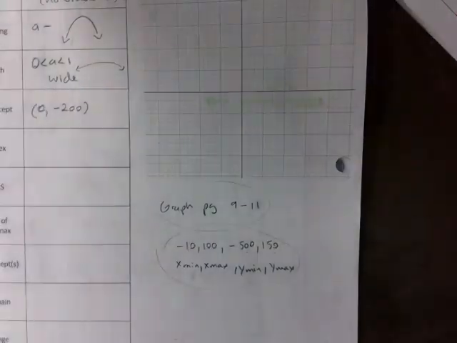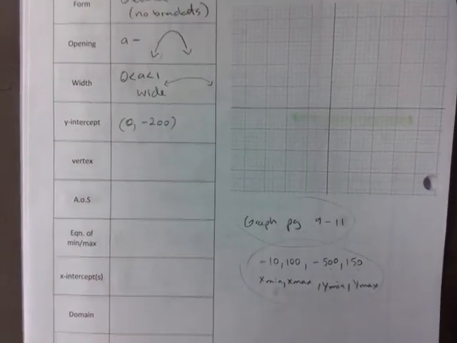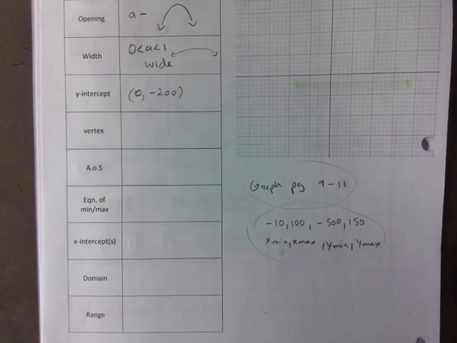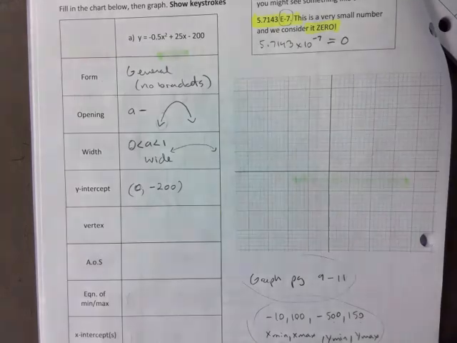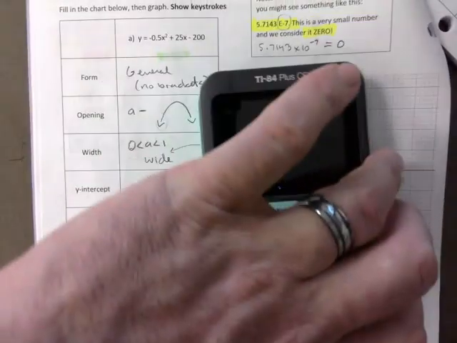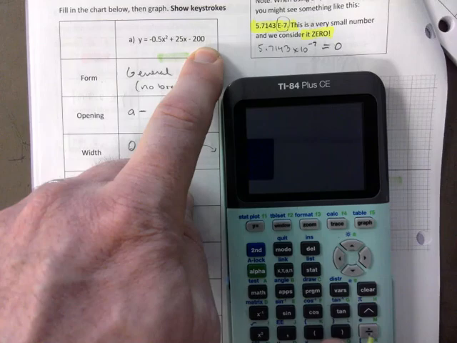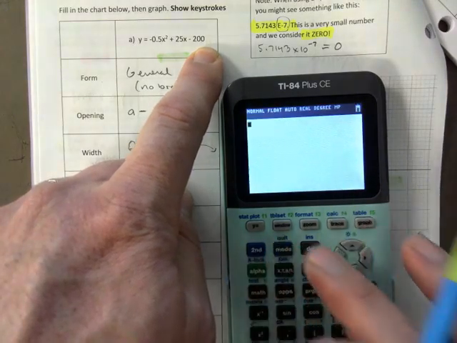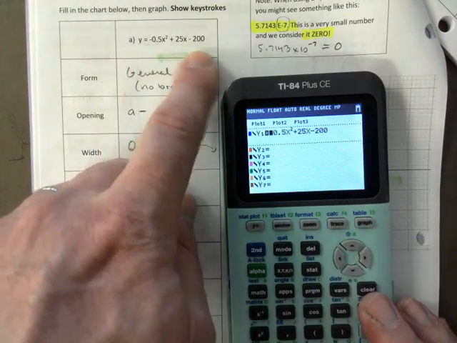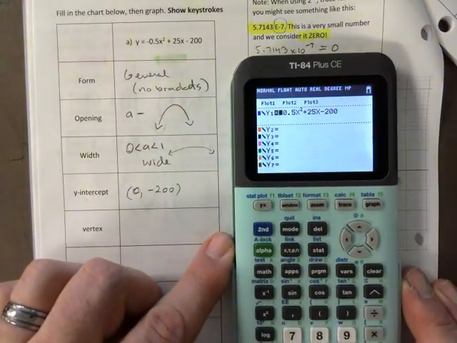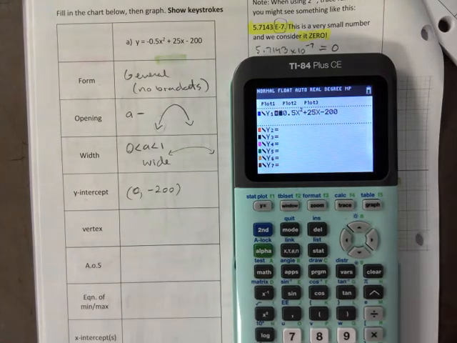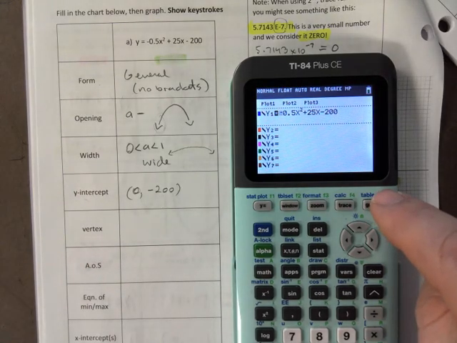So you have to be able to graph on paper, but before we do that, we have to figure out the information here. I don't care if you've mastered this already. I want you all to enter this again into your Y1. Press Y equals. I still have mine there, so I'm good to go. We're going to hit graph.